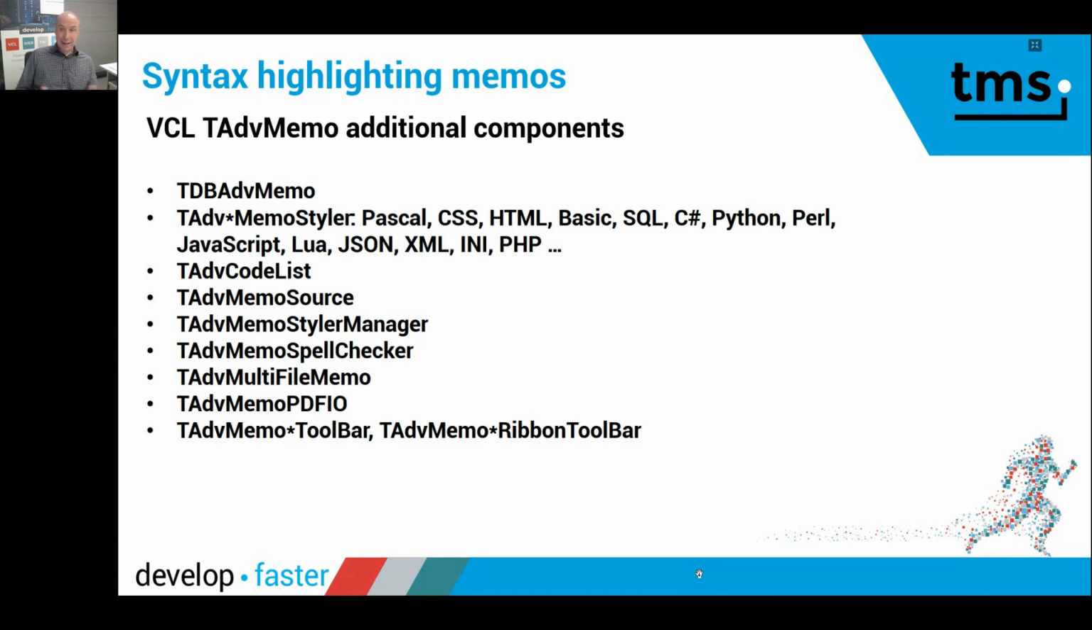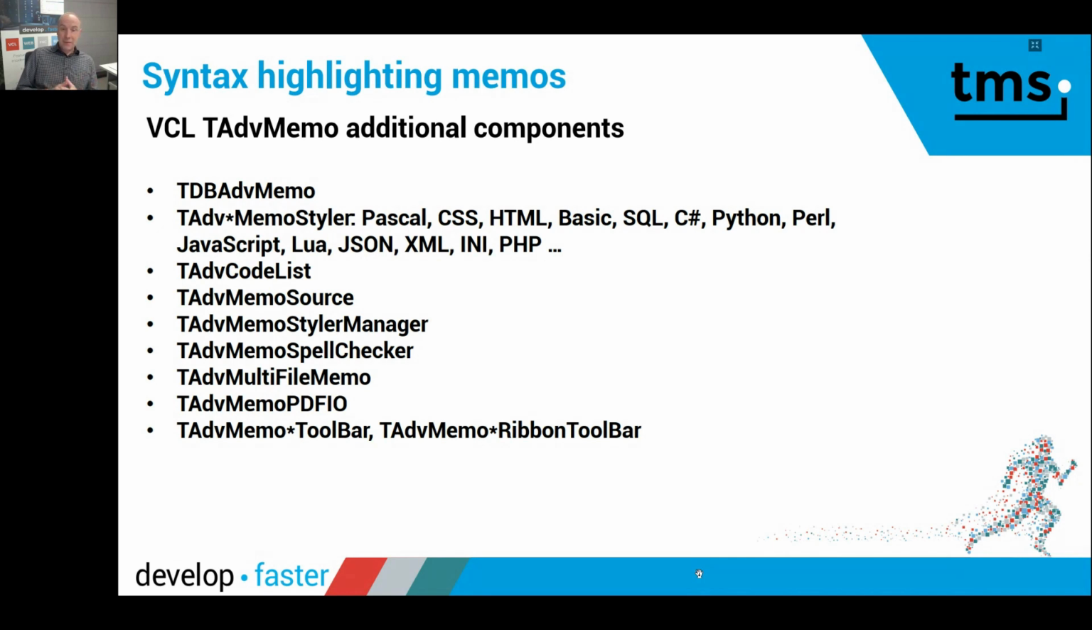We have several styler components for different languages, and this includes Pascal, CSS, HTML, Visual Basic or Basic, SQL commands, C#, Python, Perl, and a few others. There's also the TADV code list, which basically is a list box that can hold code snippets. And each snippet within this code list is also drawn with syntax highlighting.